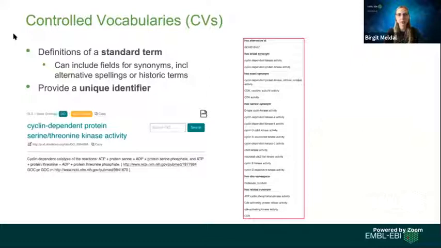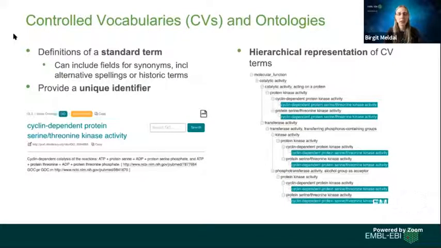Next, please. When we combine all of these CVs in one subject domain, we can build ontologies, which are the hierarchical representation of these CV terms. So in the case of the cyclin-dependent protein serine threonine kinase activity, it puts it into its biological function context and describes it as a protein kinase activity, which is also a phosphotransferase activity, or a kinase activity, which is a transferase activity, which is a catalytic activity.